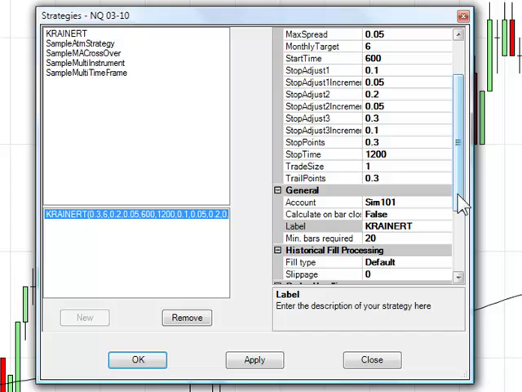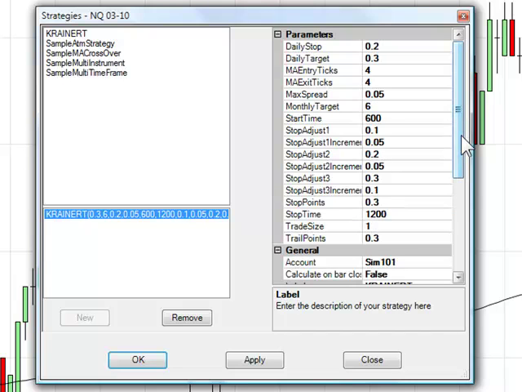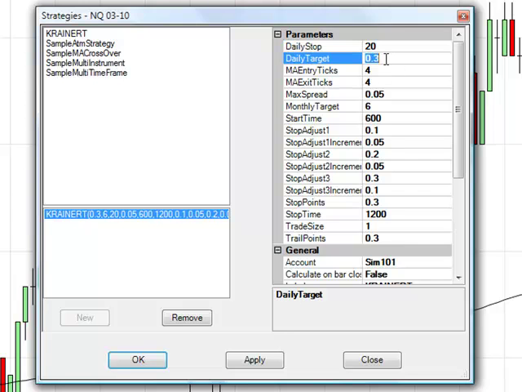If you haven't already, print out the KRAINERT cheat sheet settings, and we are doing the NQ, and that's the very first column. In order to change the daily stop number, just put your cursor in the number rectangle, that number area, double click, and what we want to do is change that to 20, and then after you've done that, move down and double click in the daily target number area, and that setting is 4.